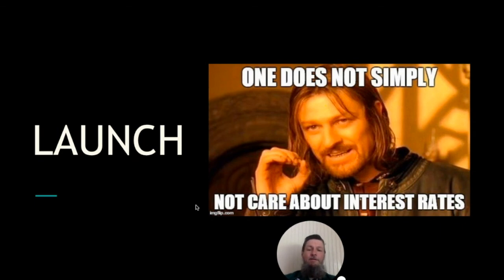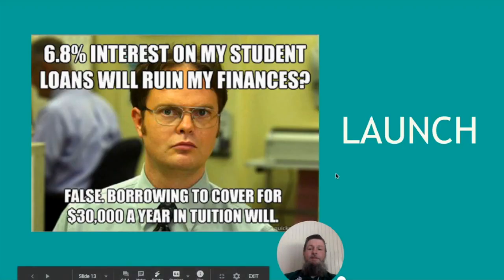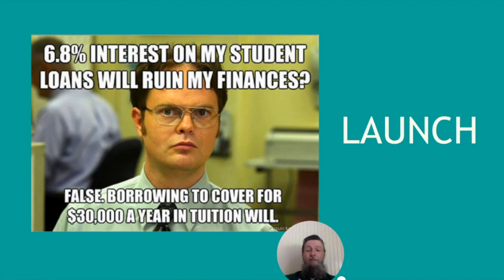It's a really quick lesson. You'll have an assignment. Now, I like these memes. One does not simply not care about interest rate. Some people make all their money by investing their money somewhere and just living off the interest. 6.8% interest on my student loans will ruin my finances. No, it won't. Borrowing to cover $30,000 a year in tuition is going to make you have a problem. You don't have to borrow that money. There's all kinds of other options you can do.